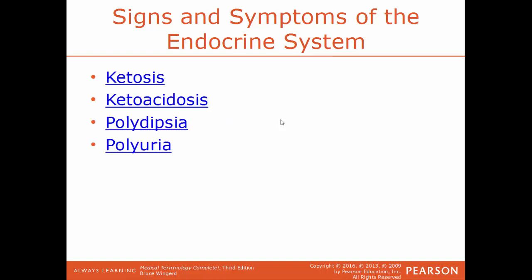So our next term, ketosis. This is a condition of having elevated levels of ketones in the body. This is often associated with the metabolism of fats and diabetes mellitus.